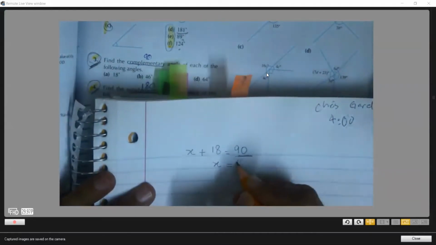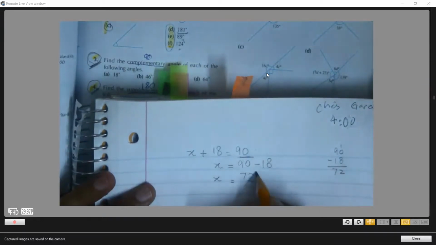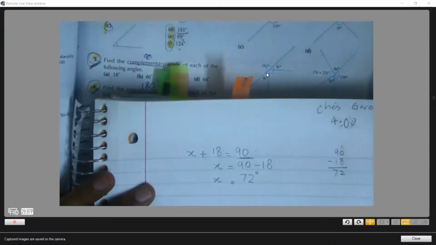In this equation, we will now take 18 to the other side of the equation, but this time we will do minus 18. Now 90 minus 18. First we will cancel 9. We will make it 8, and so 8 minus 1 is 7, and it will become 72. So the answer is 72 degrees. Okay. So now with all of them, you have to do the same thing.